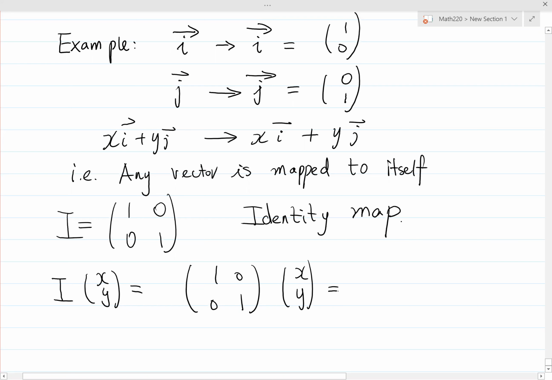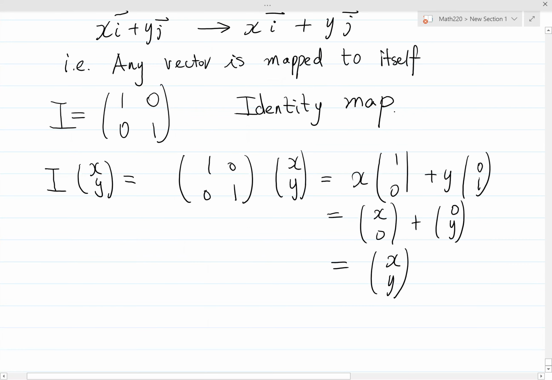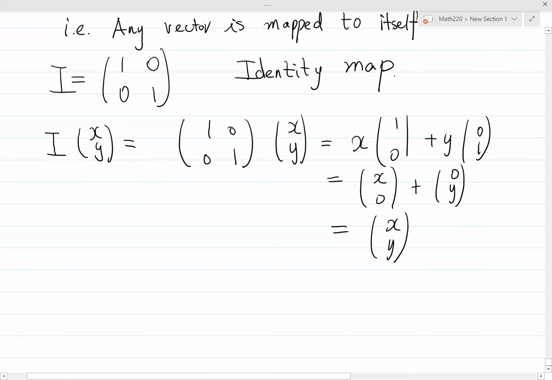And this you get X coordinate: X times the first rule plus Y times the second rule. So you get this is again X, 0. The second thing you get a 0, Y. So this you get X, Y. Okay, XY. So you see, this is the identity map. Nothing changes.